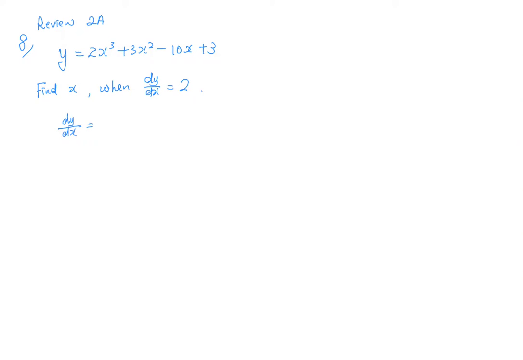Mute yourself. Yeah. 6x squared plus 6x minus 10. Okay. So after you got this correct, this is your dy dx, am I right? Put it equal to 2. Can or not, Kevin? Okay, then you work it out. It's okay. So remember that.